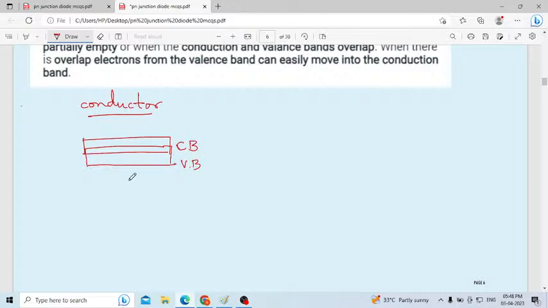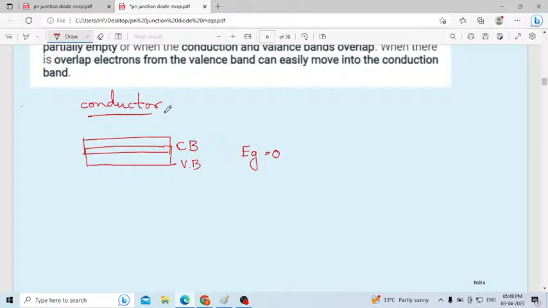Then there is no energy gap. You will observe there is no energy gap in this one. The energy gap, represented by Eg, otherwise band gap, both are the same, becomes 0 in the case of a conductor. Therefore conductors are good conductors of electricity, a good flow of electricity.